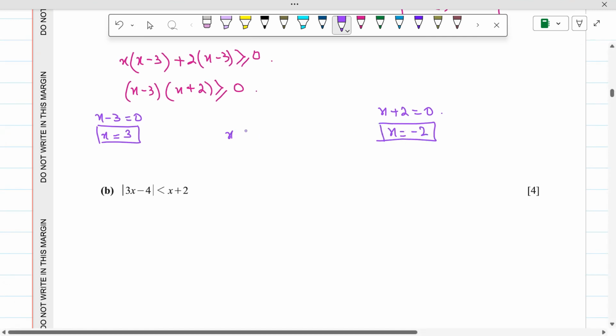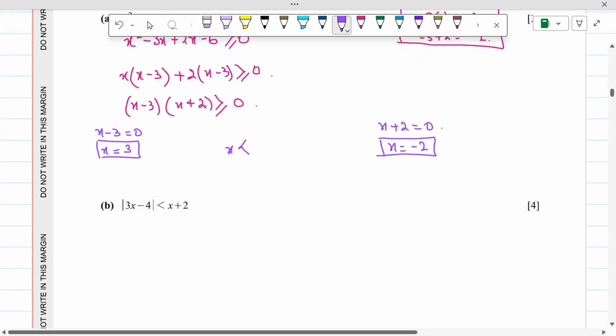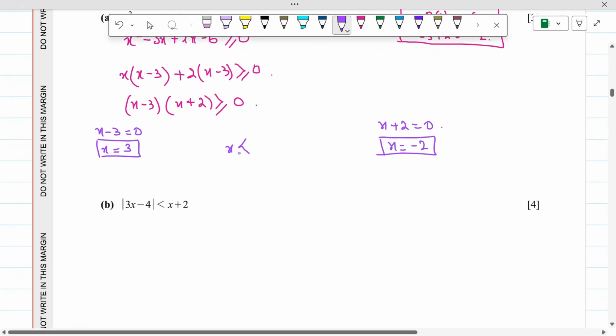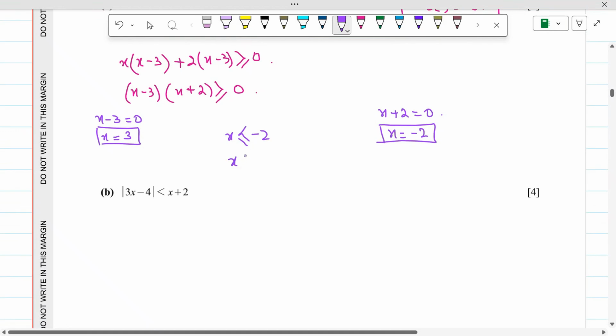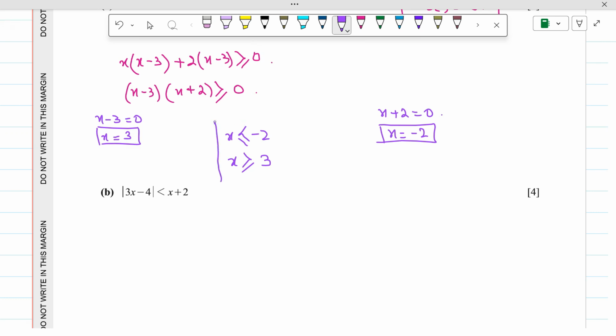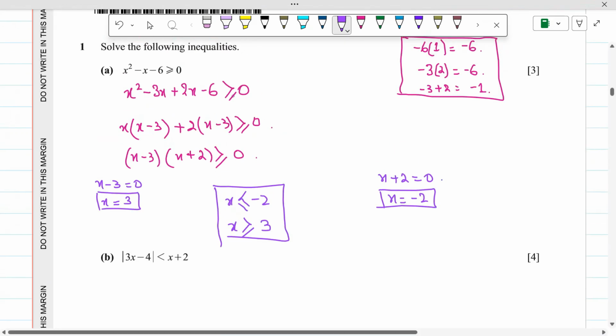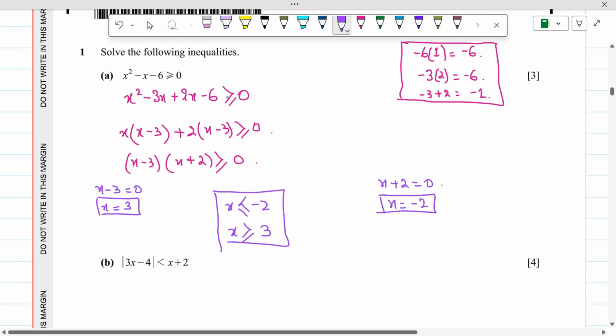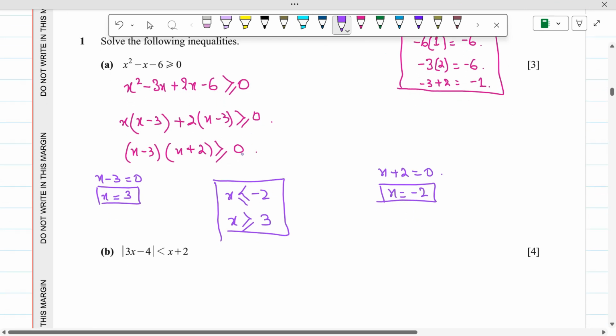Since we have the greater than inequality, x is less than or equal to the lower value, which is -2, and x is greater than or equal to 3, which is the higher value. This is the solution of the inequality if it is greater than 0. If it is less than 0, the range will be between -2 and 3.